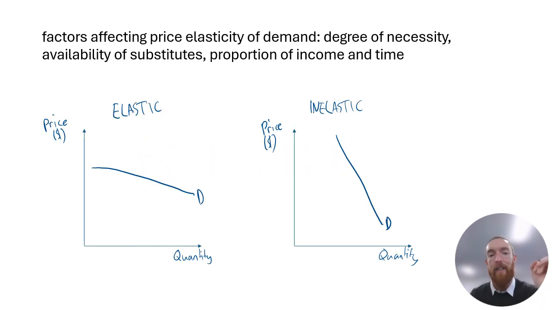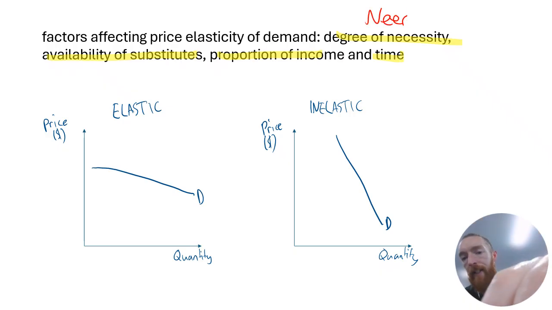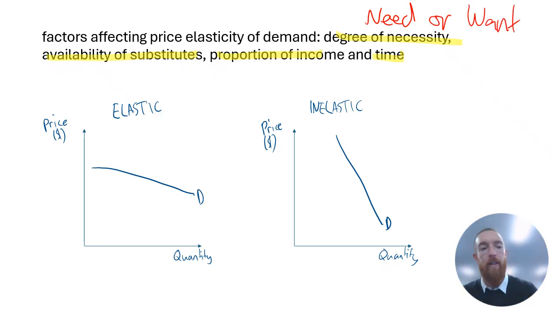So we have some factors affecting elasticity of demand. We've got four main factors. We've got the degree of necessity. We've got availability of substitutes, proportion of income, and time. Degree of necessity is, is it a need or a want? So if something is a need, it is going to be inelastic, because no matter how much the price changes, you are still going to buy it.